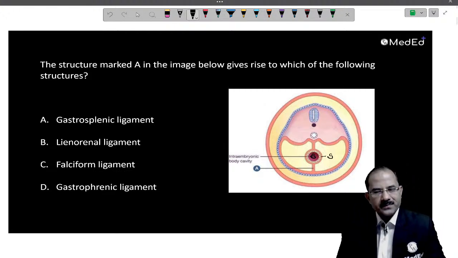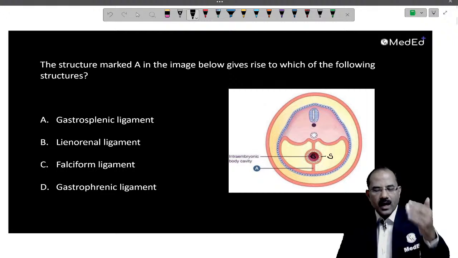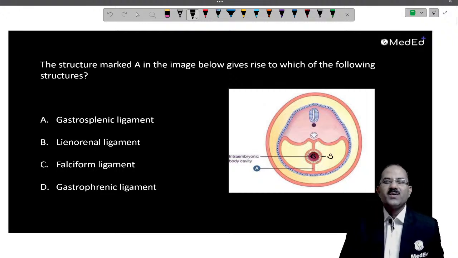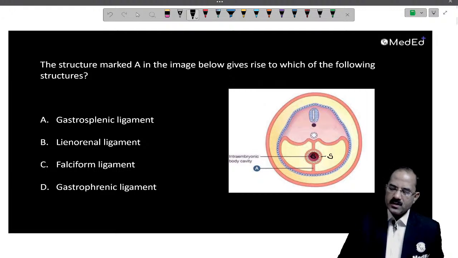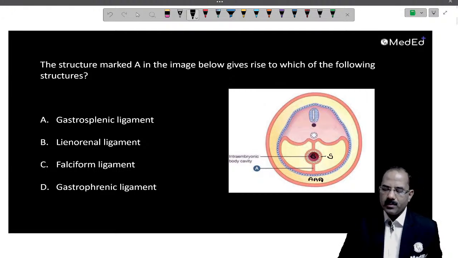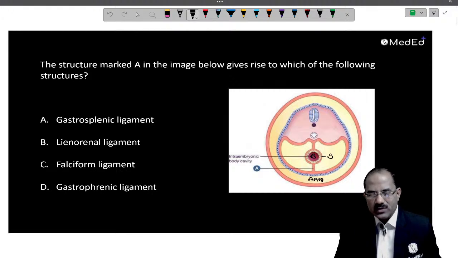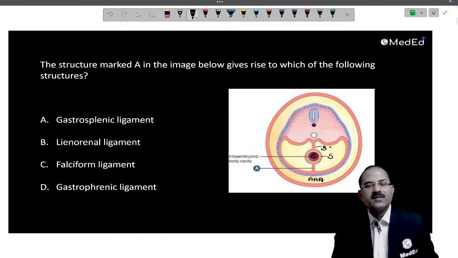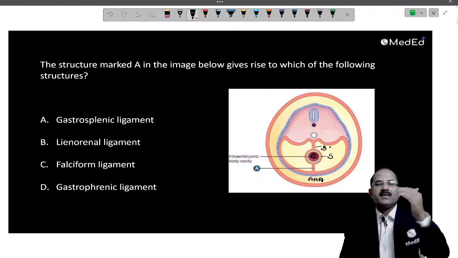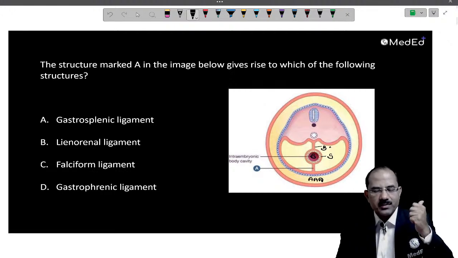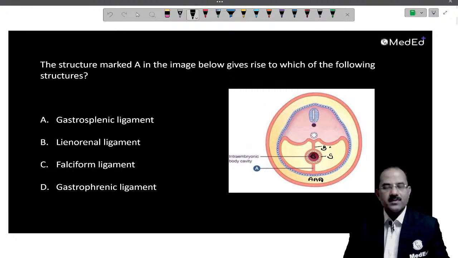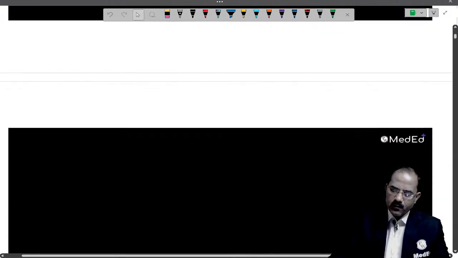And the stomach is connected to the anterior abdominal wall by the ventral mesogastrium, correct? So this is the anterior abdominal wall. So the stomach is connected to the anterior abdominal wall by what is A? That's the ventral mesogastrium. And what is B going to be? B, that's the dorsal mesogastrium. The stomach is connected to the anterior abdominal wall by the ventral mesogastrium, and to the posterior abdominal wall by the dorsal mesogastrium. Correct?